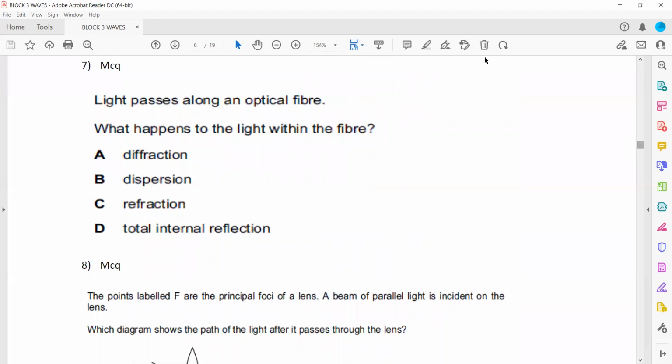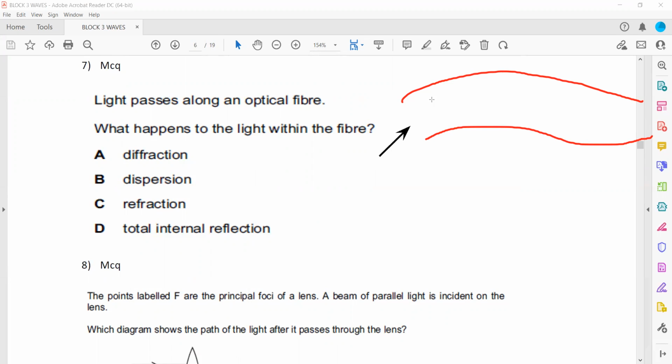Light passes along an optical fiber, or fiber optic, or light pipe. For example, for communication or endoscopy, we are using an optical fiber. What happens to the light? This is a transparent medium. When the light strikes here, this angle of incidence is more than the critical angle. So what will happen? The light will undergo total internal reflection. So that is total internal reflection when the light passes through the optical fiber and reaches the other side.